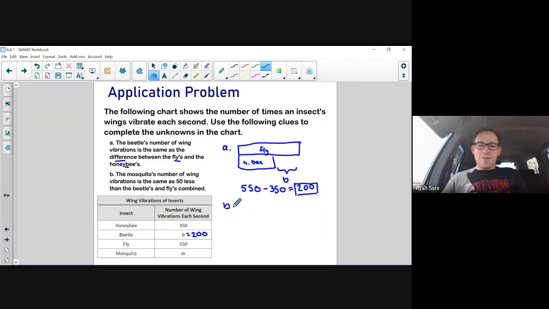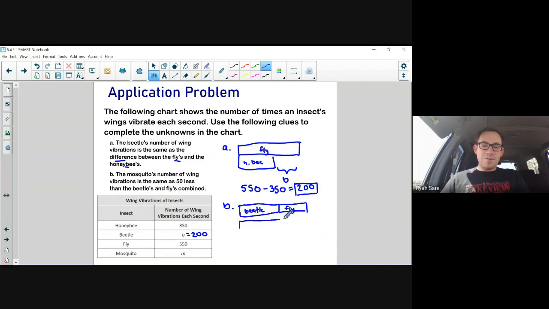Okay. For part B of this question, the mosquito's number of wing vibrations is the same as 50 less than the beetles and the flies combined. So I need to figure out how much the beetles and the flies is combined. Again, I'm going to use some tape diagrams. I'm going to say this is the beetle, and this part, I'm going to put them together, is the flies. And this isn't the answer though, because I need 50 less than that.